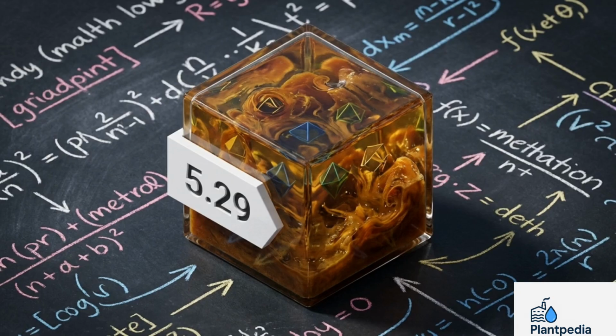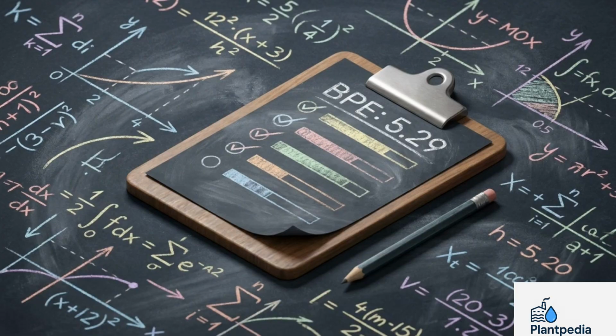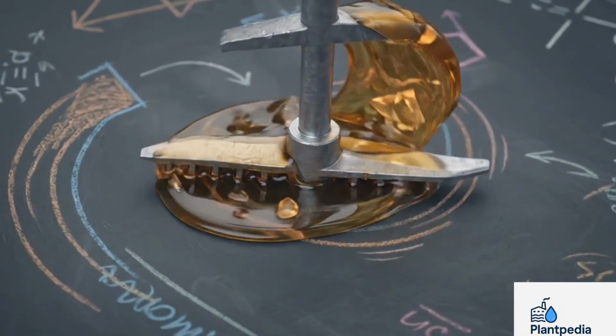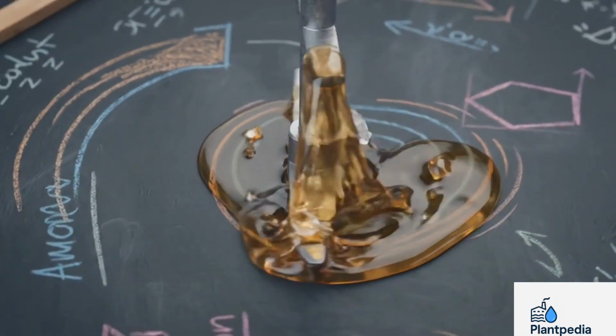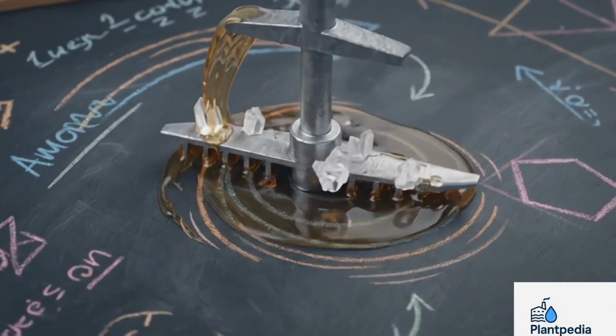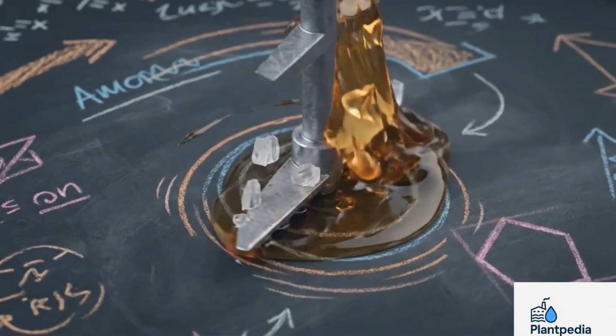That single digit is your definitive answer. It represents the exact temperature difference caused entirely by the dissolved solids suspended in your system. You have successfully calculated a BPE of 5.29 degrees Celsius. Now we apply it. A value this high physically proves that the brine inside the evaporator is heavily concentrated and carrying a massive load of solids.